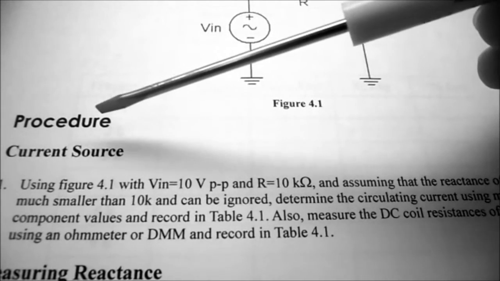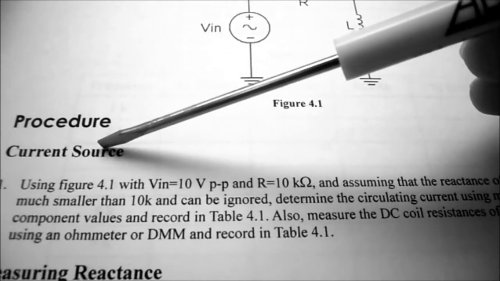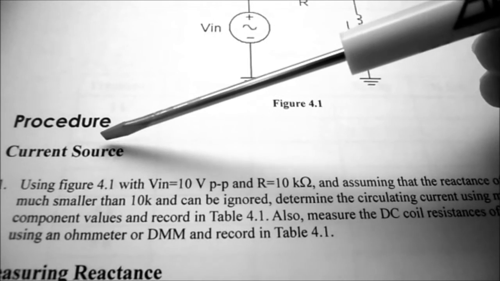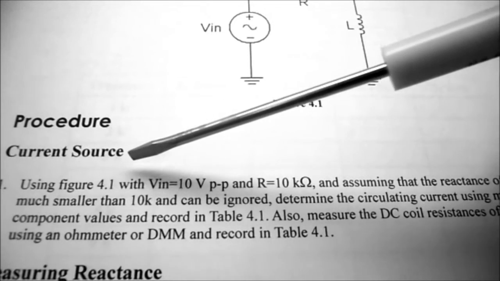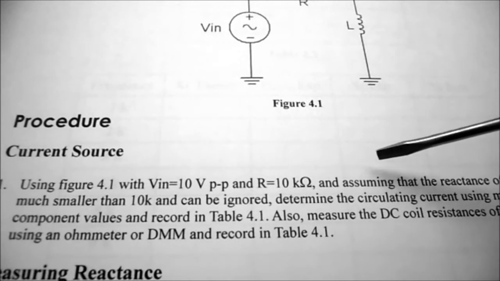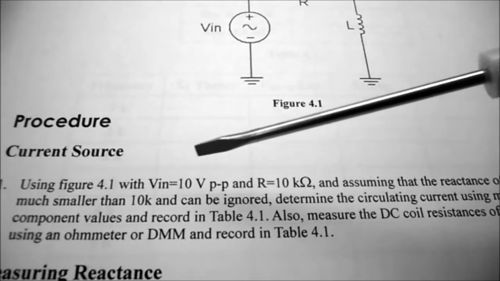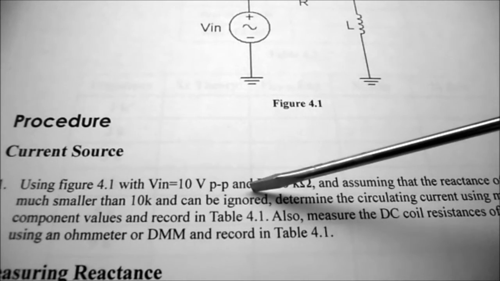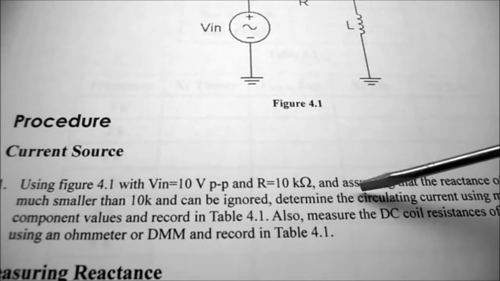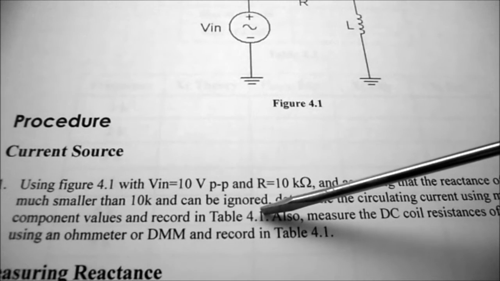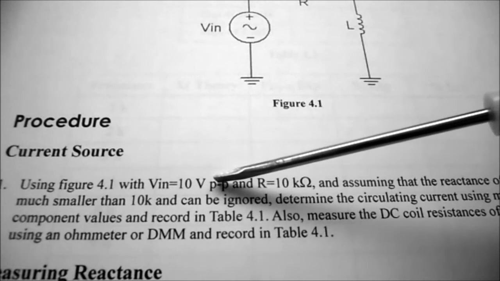Under our procedure, we're going to create a current source just using a standard function generator, so don't worry too much about it. Using the circuit of figure 4.1 with Vin of 10 volts peak to peak and R of 10K, assume that the reactance of the inductor is much smaller than 10K and can be ignored. So we're basically ignoring our inductor in the circuit, and we're going to determine the circulating current using the component values and record it in table 4.1. We're just going to have 10 volts peak to peak going through a 10K ohm resistor.